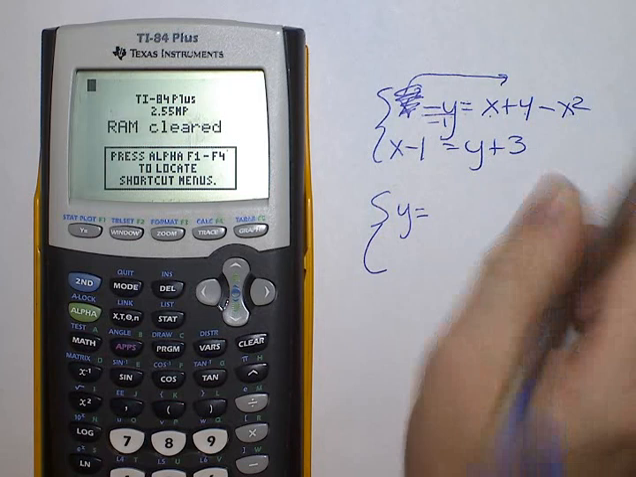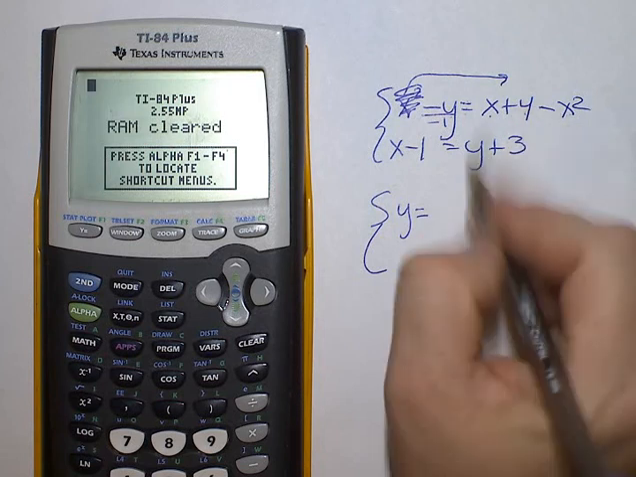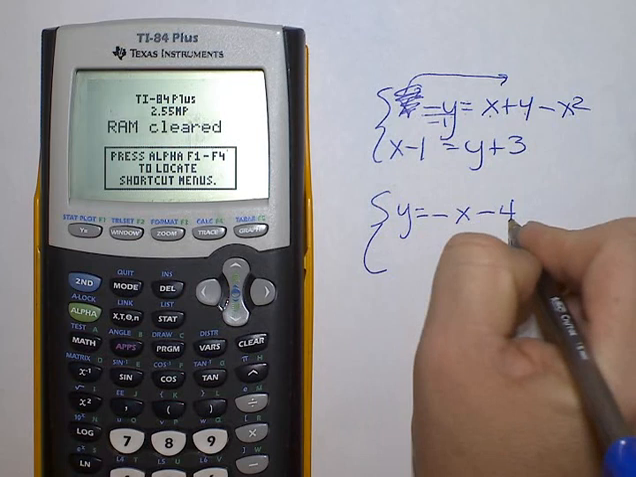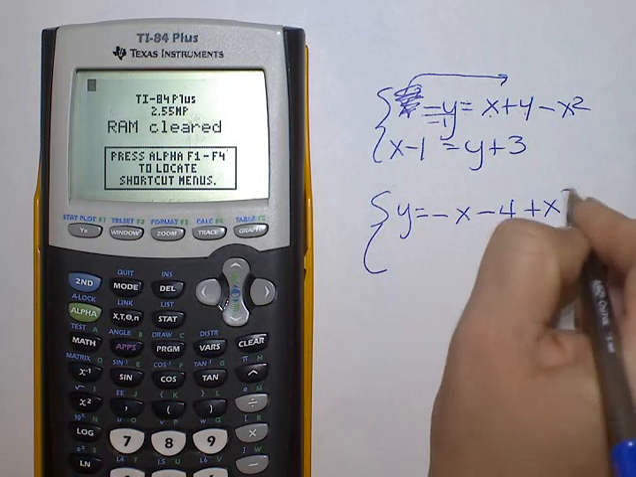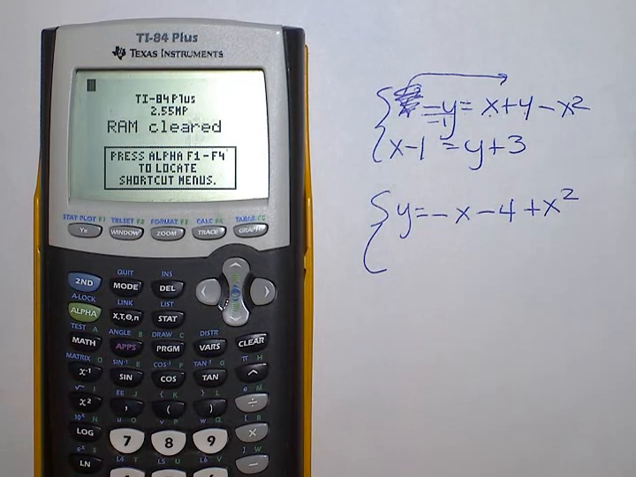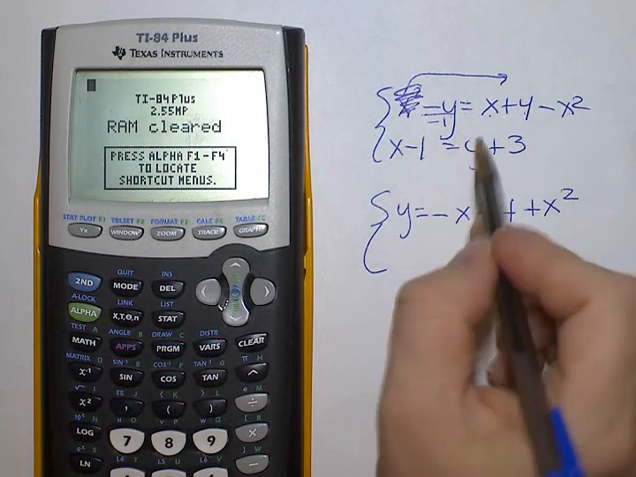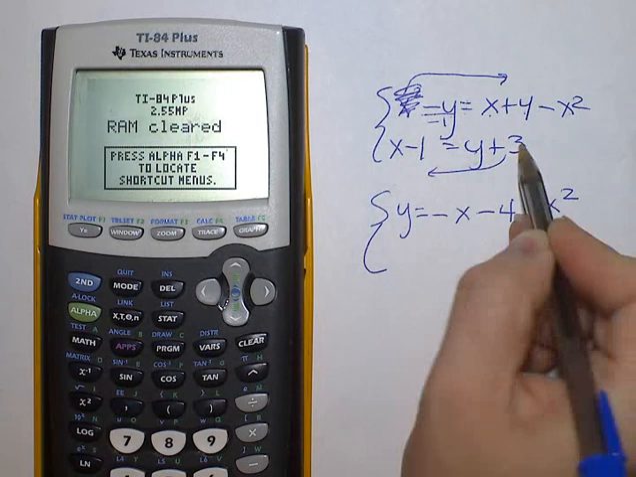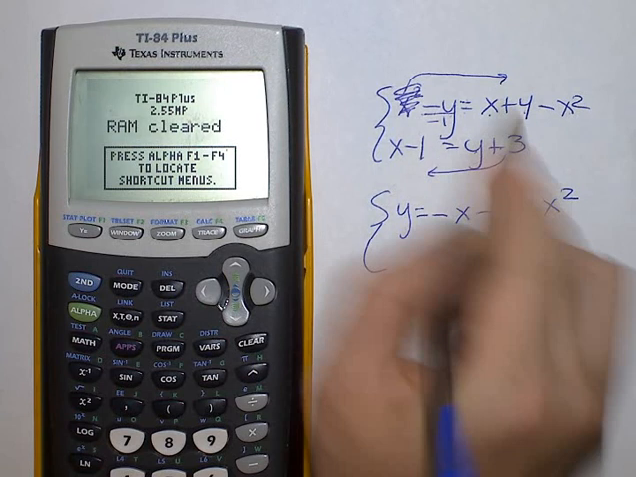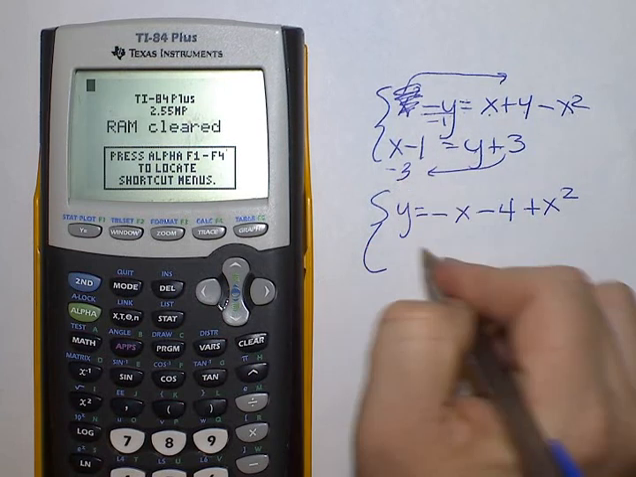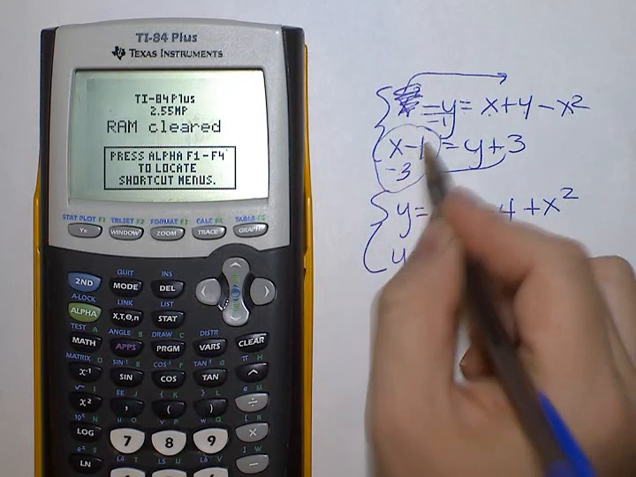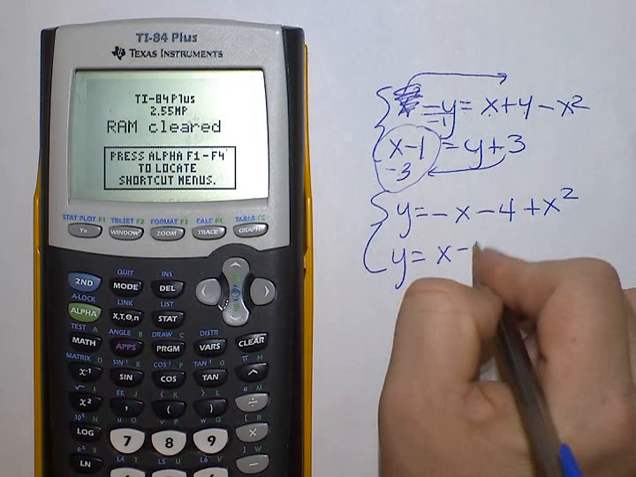So y equals, when I divide each of these by negative 1, I end up with, and you don't have to write in standard form, a negative x, a negative 4, and a positive x squared. Here, I can leave y over here, but I need to move the 3 over. When it moves to the opposite side, it changes signs and becomes a negative 3. So I have y equals, and now of these 3 terms, 2 of them are like terms. I can combine those to get an x subtract 4.